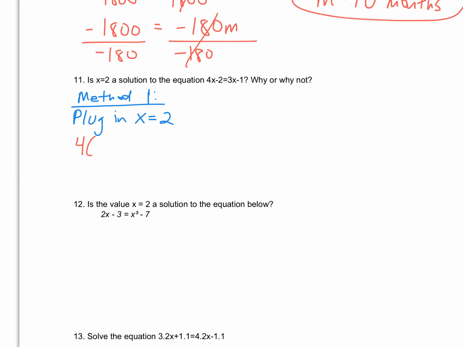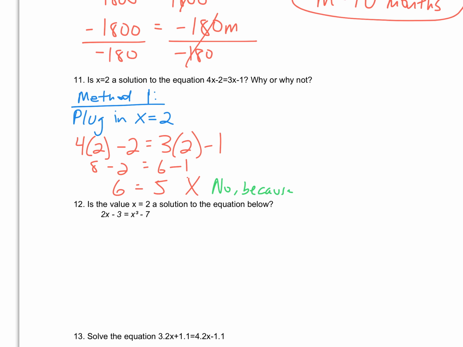I'm going to say 4 times 2 minus 2 equals 3 times 2 minus 1. 4 times 2 is 8. 3 times 2 is 6. 8 minus 2, 6, equals 6 minus 1 is 5. So it's obvious when I plug in x equals 2, it does not give me a true statement. So that could be my reason. I could say no because 6 does not equal 5.